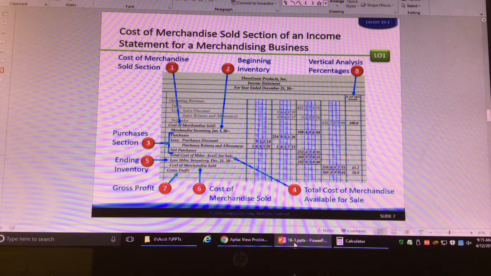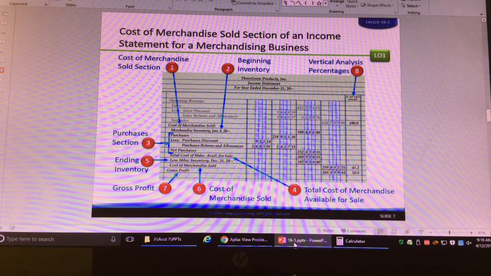Then you have less your purchase discount and your purchase returns and allowances. You're going to tab over and fill in the amounts for purchase discounts and the amounts for purchase returns and allowances. And you're going to combine those, then subtract it from your total purchases. This is going to give you what's called net purchases. On step 4, you're going to calculate the total cost of merchandise available for sale. In order to do that, you're going to add the beginning inventory and the net purchases. And that's going to be the total cost of merchandise available for sale.